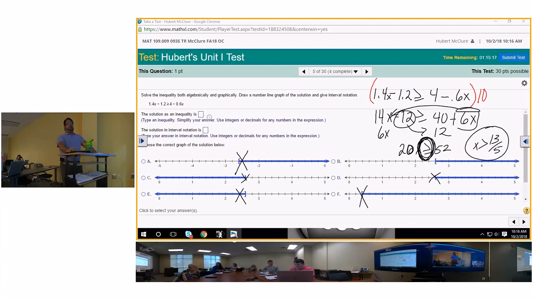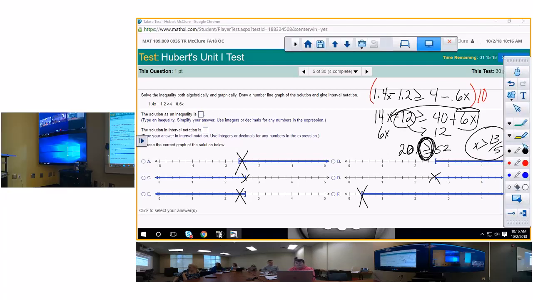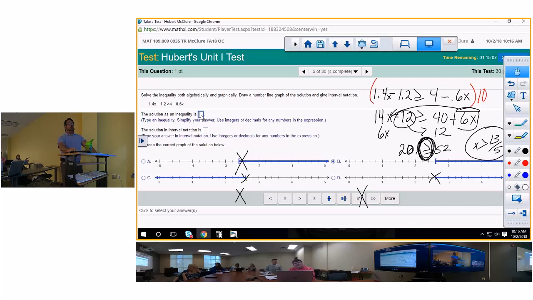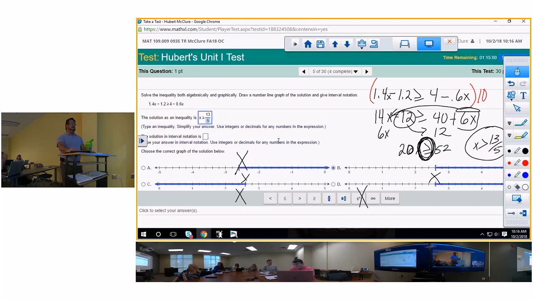I'm not answering all those. I'm going to B. So you got to, let's see, what do they want you to write it in? Okay, I don't mind doing that. So x is greater than or equal to 13 divided by 5, and then that's going to be from 13/5 to what? Infinity.